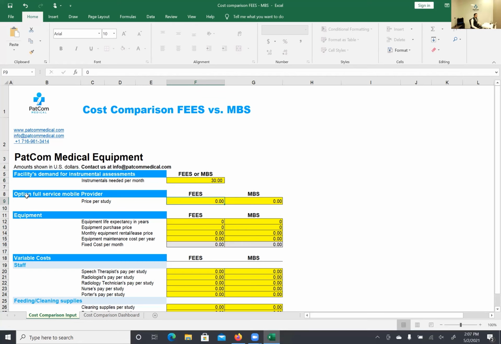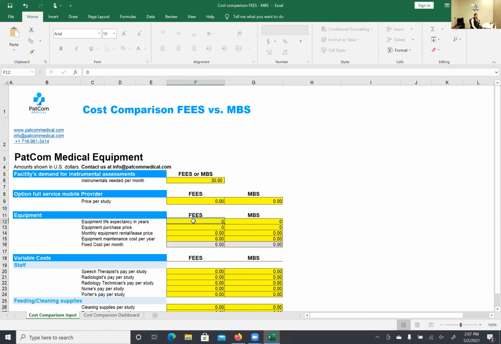Now, this is the option full service mobile provider. So this is a mobile FEES provider, for example, that comes to a facility, does the study there, leaves the report, and brings all the equipment and everything. Same is possible with modified barium swallow, where one of those MBS trucks comes to an acute care setting, and that's sort of what we're looking at right now. This is not as applicable, so we're just going to leave it at 0 for both of those.